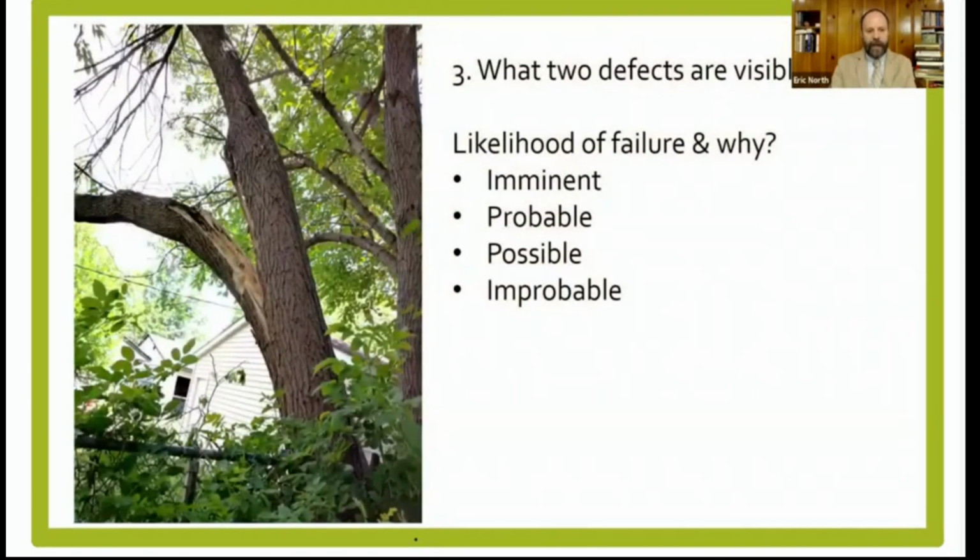All right, so thinking back to earlier in the lecture, I want to see a couple of answers here about what two defects are visible in this particular scenario, and then what is the likelihood of failure based on our assignments that we've already discussed of this tree. And by this tree, I'm talking about this one right here. You can type in the chat window what two possible defects you see in that tree.